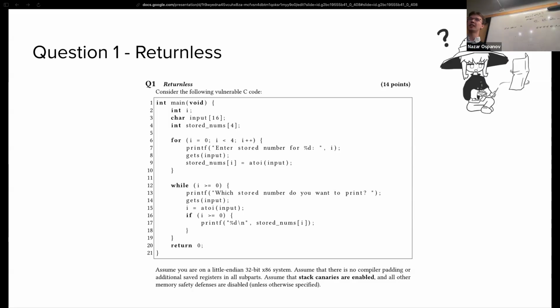Does anybody have any questions regarding that? Why is it 9 and not anything else?